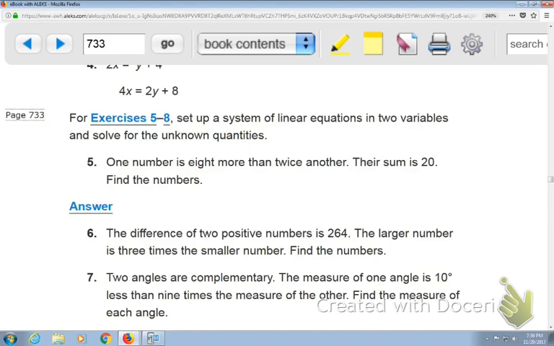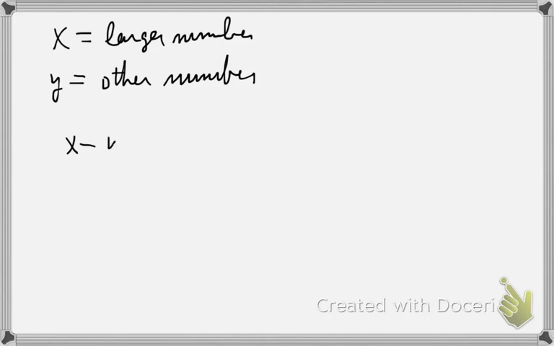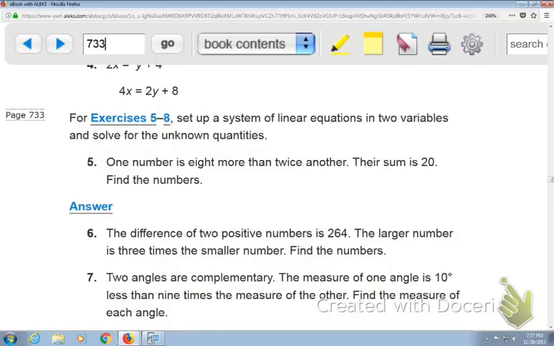So tell me one of the equations. x minus y equals 264. Does everybody see how we get that equation? Where'd that come from? The difference of two positive numbers is 264. So x minus y is 264. Does it matter what order I put them in? Yes. The larger number came first because it's a positive difference. Okay, one equation down. I'll call that the easy one.